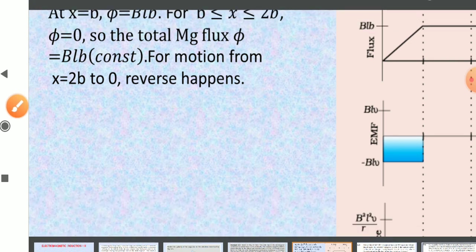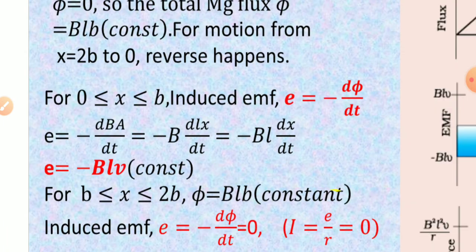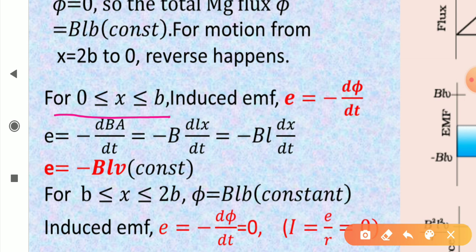Now let us move on to the next part, the induced EMF. Now see, for 0 less than or equal to x less than or equal to b, the relation for induced EMF is minus d phi by dt, and put the value of phi here.